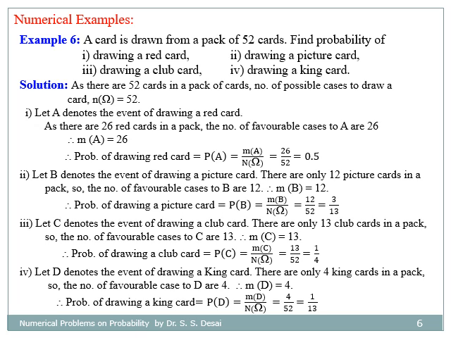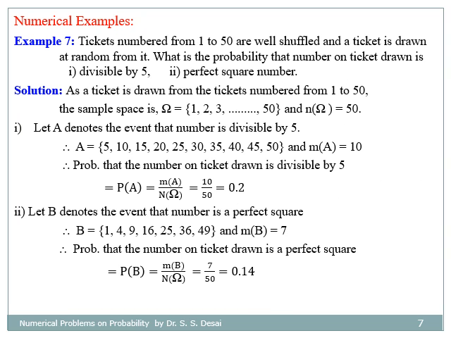And for the last part, let D denote the event of drawing a king card. As there are only 4 king cards in a pack, the number of favorable cases to draw a king card is equal to 4. Therefore, the probability of drawing a king card is equal to 4 divided by 52, that is equal to 1 divided by 13. This is one critical example.